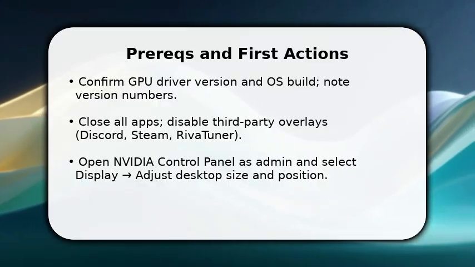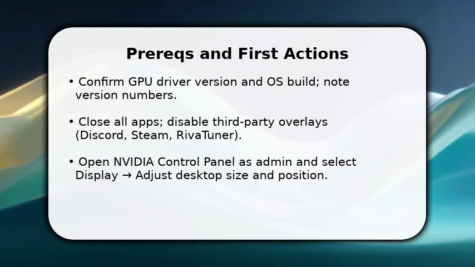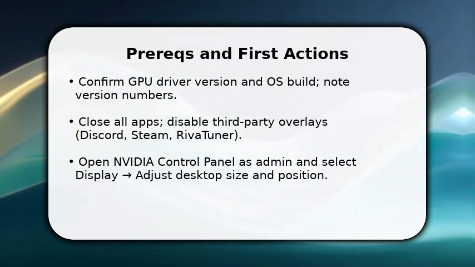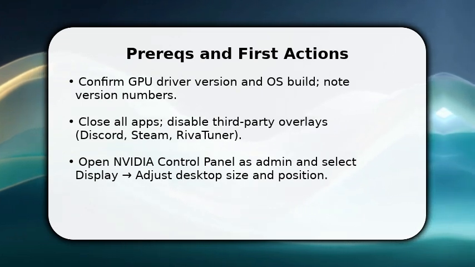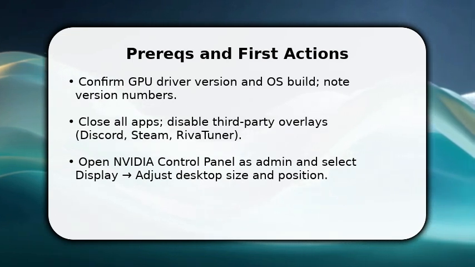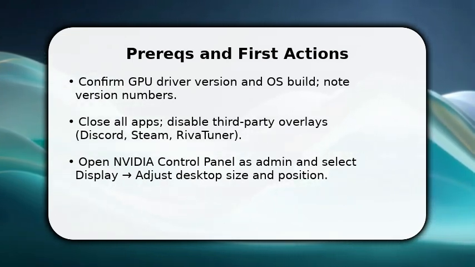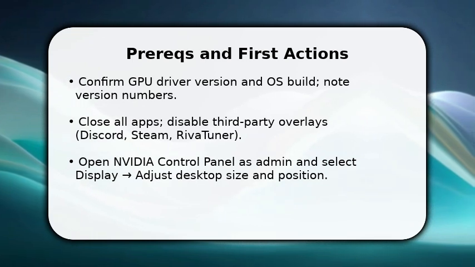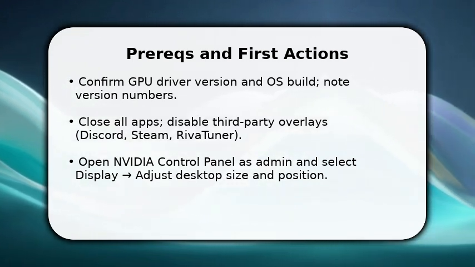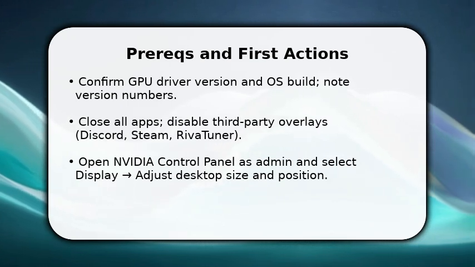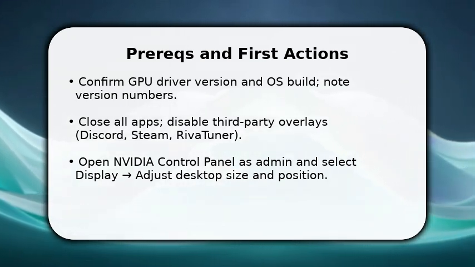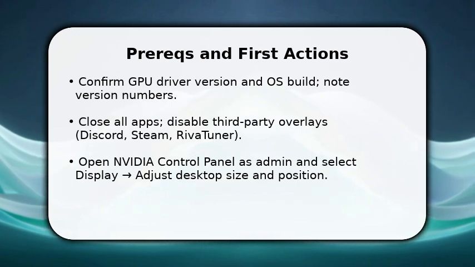You'll start by verifying prerequisites. Make sure your Nvidia driver is up to date and you know the exact driver version. Once done, close overlays and apps that hook into the display pipeline because they can lock scaling options. Next, run the Nvidia Control Panel with administrator rights and navigate straight to Display, then Adjust desktop size and position. Doing this now prevents false steps later and reveals the scaling options you will change in the next phase.